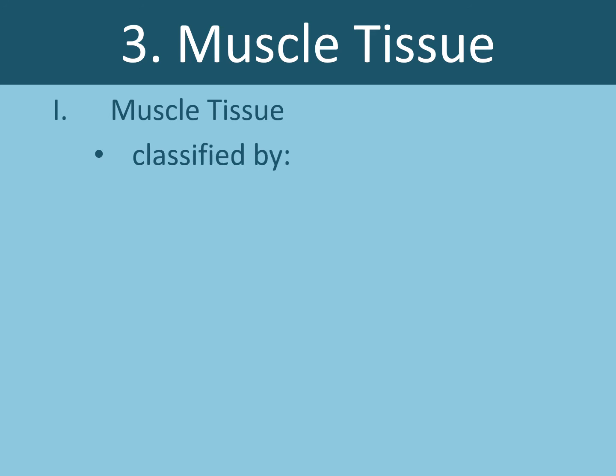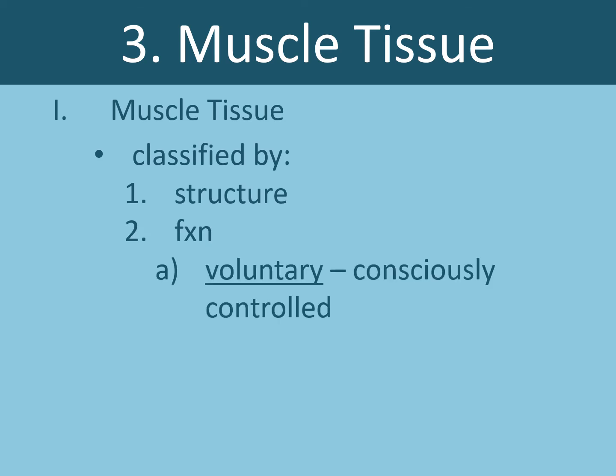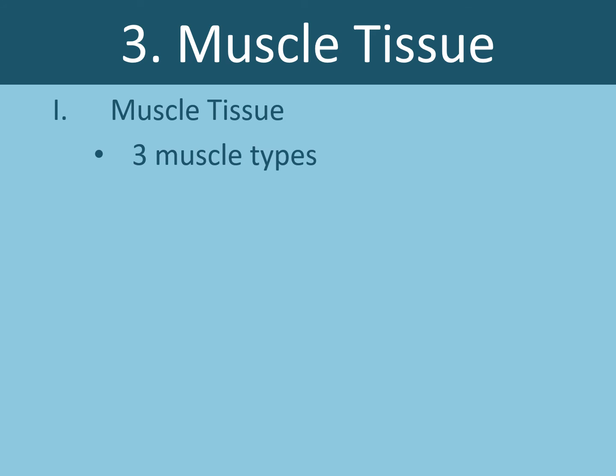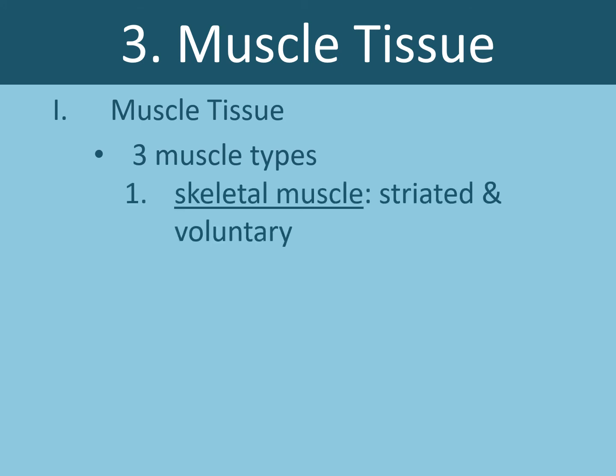Another way to classify muscle tissue is by the way it functions. Some muscle tissue can be controlled consciously and is known as voluntary muscle tissue. Some muscle tissue cannot be controlled consciously and is called involuntary muscle tissue. When you put the different functions and structures of muscle tissue together, we have three types of muscle tissue. Skeletal muscle is muscle tissue that's striated and can be voluntarily or consciously controlled. Think of your biceps.